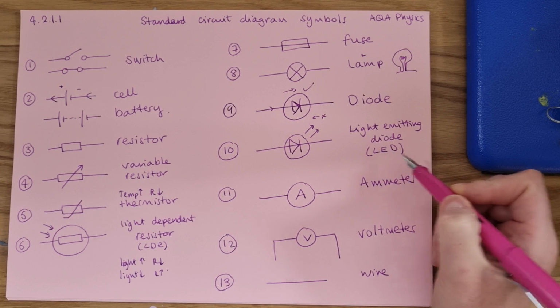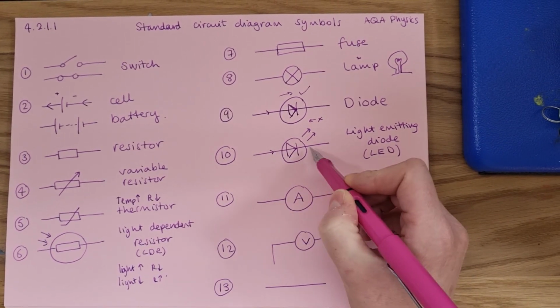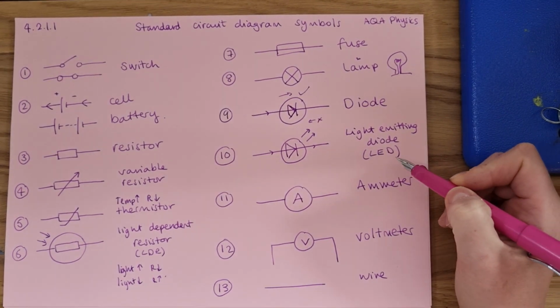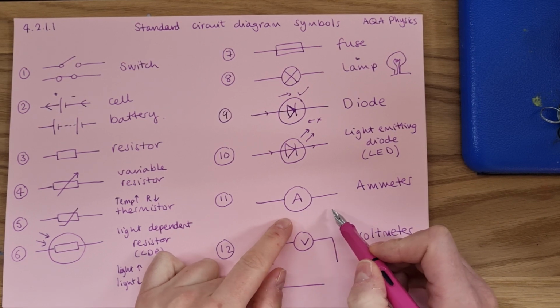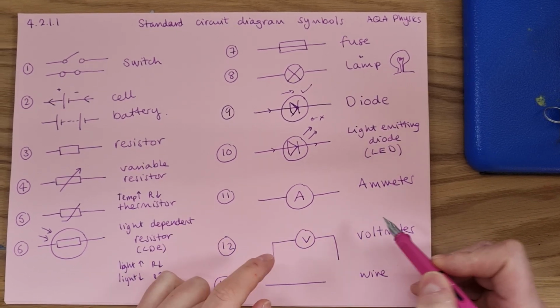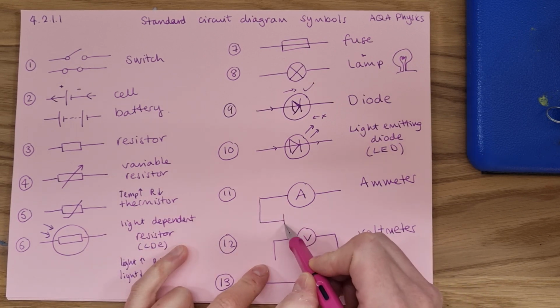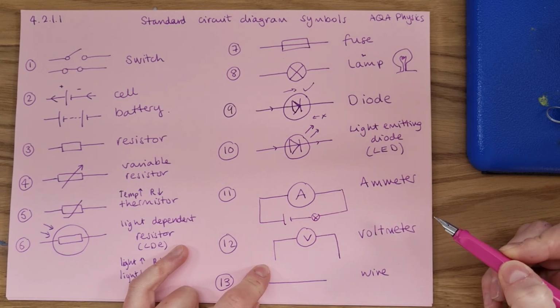This is a diode that emits light. Again, they have to be connected the correct way around in the circuit. Current can only flow through it in that way, but when current flows through it, it emits light. So it's a light emitting diode, or an LED. Right, this is an ammeter. It measures the current. It needs to go in series in a circuit, so it goes in with your circuit. If you wanted to measure the current through this cell and battery combo, that's how you'd connect it. And it's called an ammeter.